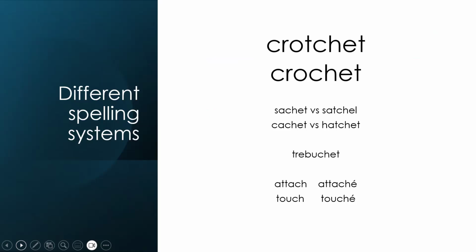ET has become A, like ballet and ricochet and cachet. CH has become the French sh, and even the O changes from O to O. And the stress pattern changes as well. We see the same patterns in these words. Sachet, without a T, satchel, with a T, cachet versus hatchet.